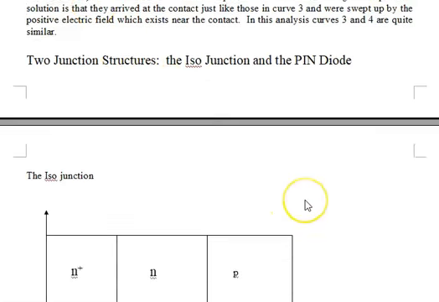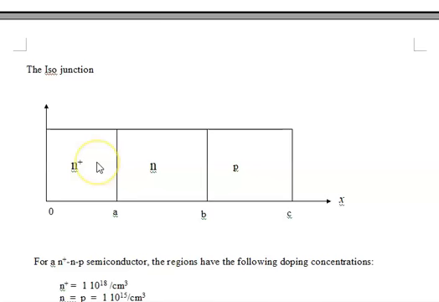Okay, so now let's take a look at this thing called the isojunction. Isojunction means iso is same. Another word for same is epi. Epitaxial, same layers. Isojunction means, well, is it a junction or is it not a junction? Well, it is a junction because the dopings are different, and therefore the Fermi levels are different. But it's the same type of doping.